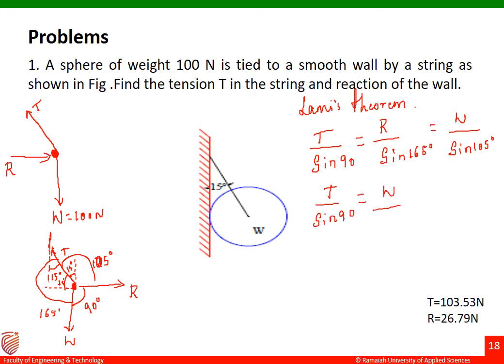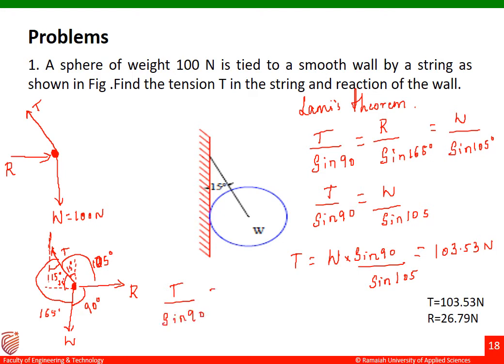Now what is known in this given set of equations? W is known. So I'll take T by sine 90 is equal to W divided by sine 105. When I take this one, I'll substitute T equals W into sine 90 divided by sine 105. Sine 90 is 1 there. What is the value of W? W is 100 divided by sine 105 degrees. You are going to get the answer as 103.53 Newton. That is the value of T there.